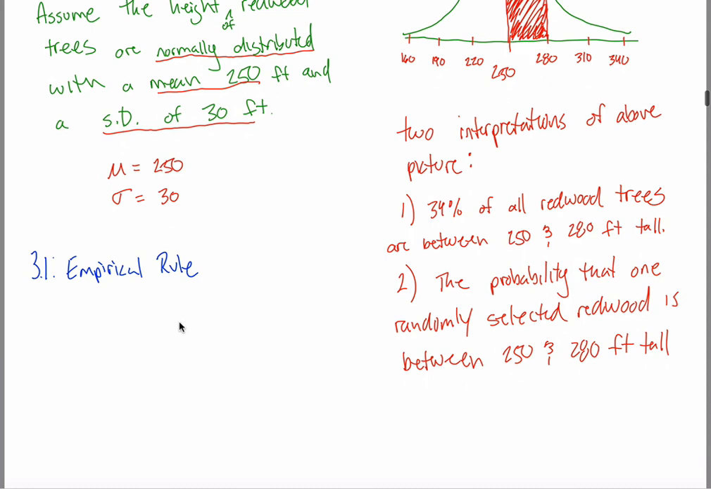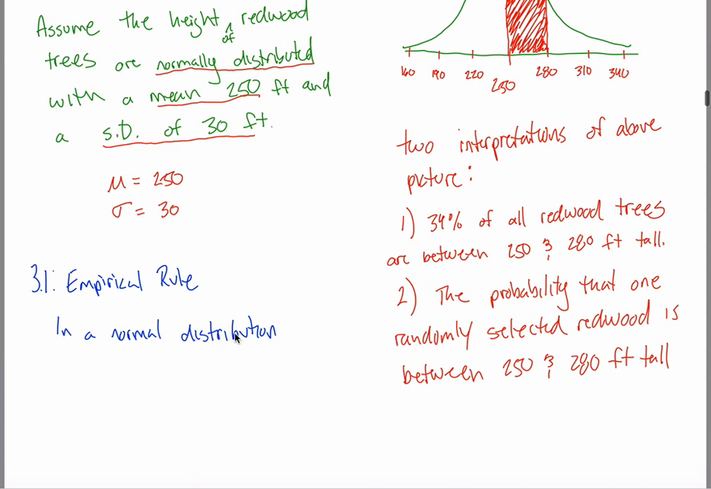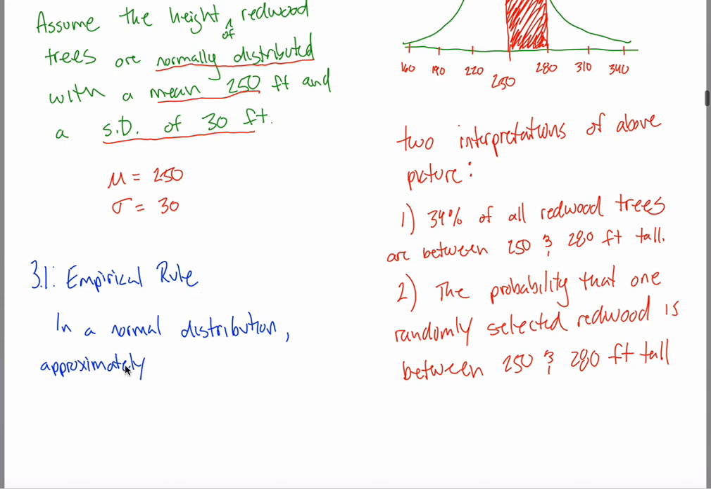So the empirical rule. What the empirical rule tells you is, in a normal distribution, it makes sense that we're talking about a normal distribution because all of these questions are about the normal distribution. The empirical rule tells you that if you're lucky enough to have a normal distribution, approximately, and that's a key word here, the empirical rule just approximates these areas. This area, it turns out, is not exactly 34%, but it's pretty close to that. It's approximately 34%. The empirical rule just gives you approximations.